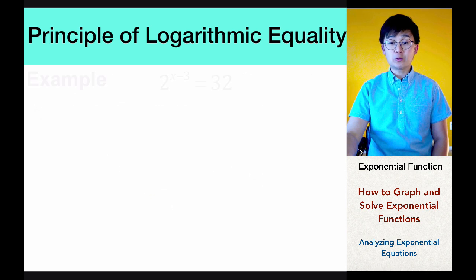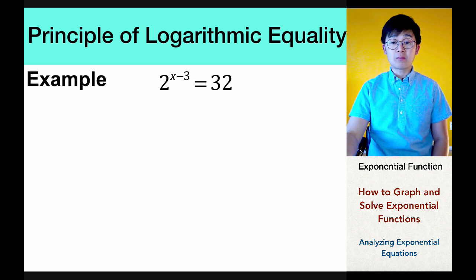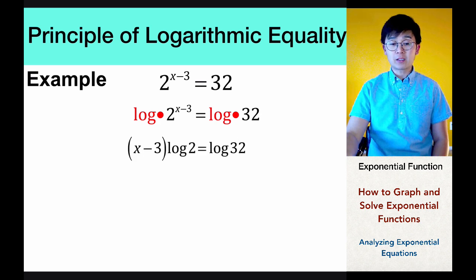So kung meron tayong 2 raised to x minus 3 equal to 32, gagamitan natin siya ng principle of logarithmic equality, pero since magkaiba siya ng base, ang gagawin natin is isang technique na pwede nating gamitin para masolve yung logarithm using our calculator. So ang gagawin natin, since wala tayong nakikitang logarithm, mag-multiply tayo ng logarithms on both sides. At using the property of logarithm, mapapansin nyo na meron tayong exponent na x minus 3. Using the power rule, pwede natin siyang ibaba para ma-modify yung ating function at magkaroon tayo ng x minus 3 times log of 2 equals log of 32.